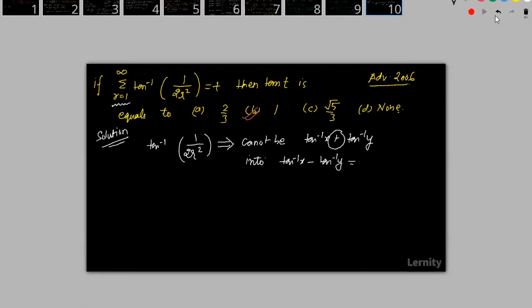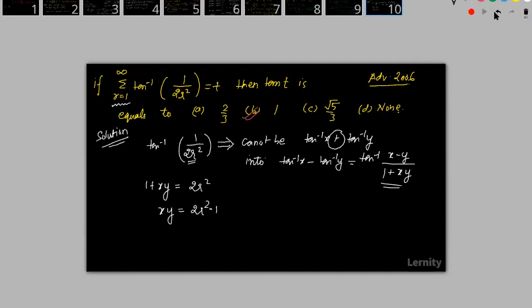So that means if we form this one, this thing is equal to this, right? So I can write this as tan inverse of x minus y upon 1 plus xy. So that means 1 plus xy is this, right? So I can write 1 plus xy is 2r square. So that means xy is of the form 2r square minus 1.